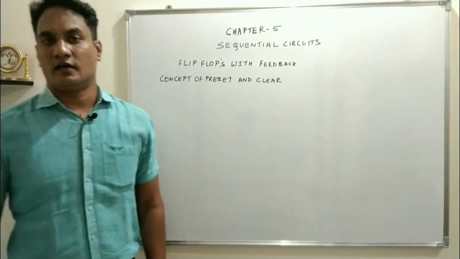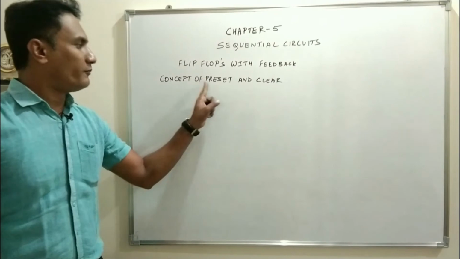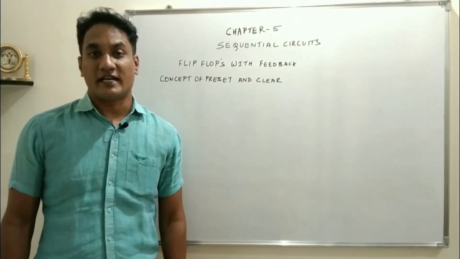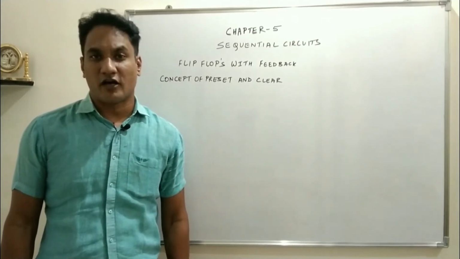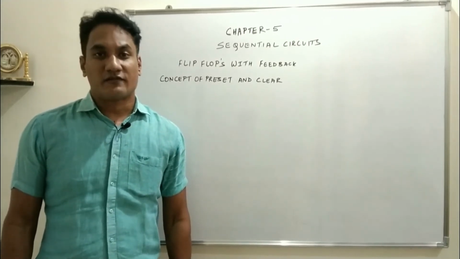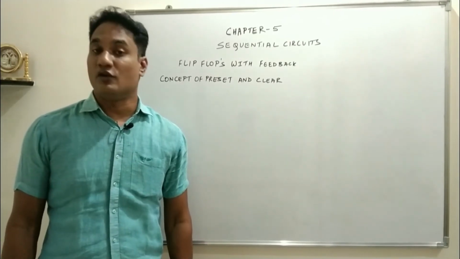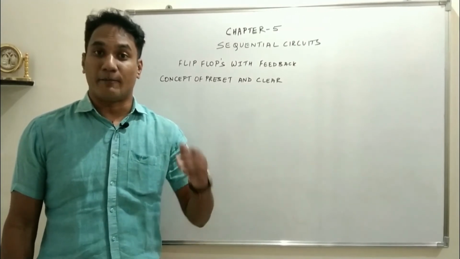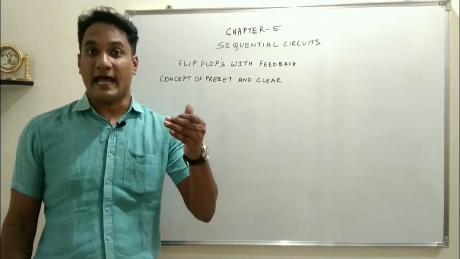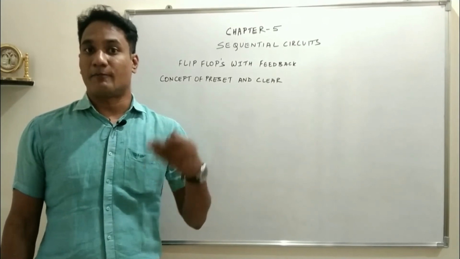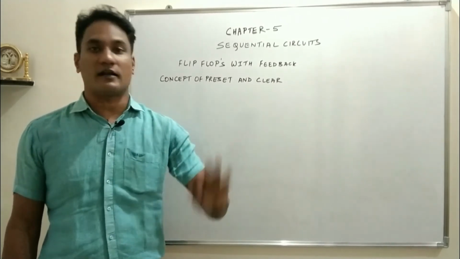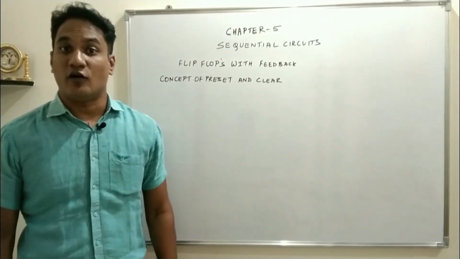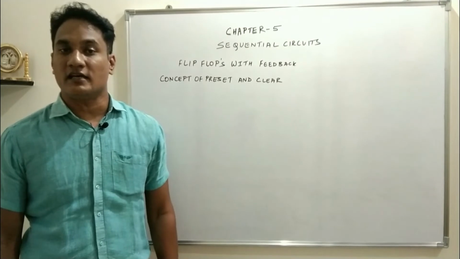The next topic is concept of preset and clear. In all the previous flip-flops which we have tried to understand, that is SR flip-flop, D flip-flop, JK flip-flop, JK master slave flip-flop, in all those flip-flops, the output changes when we apply the clock pulse. When we activate the control input, when we apply the clock pulse, only then the output will change, or else the output will not change. But sometimes it is necessary that the output should change without applying clock pulse.